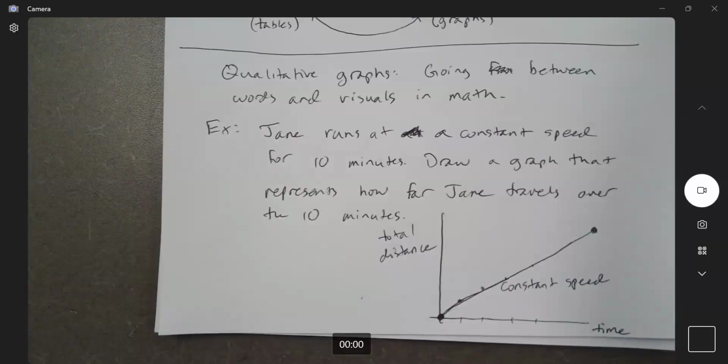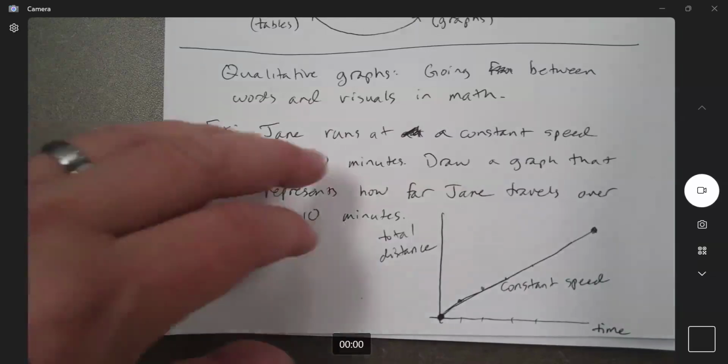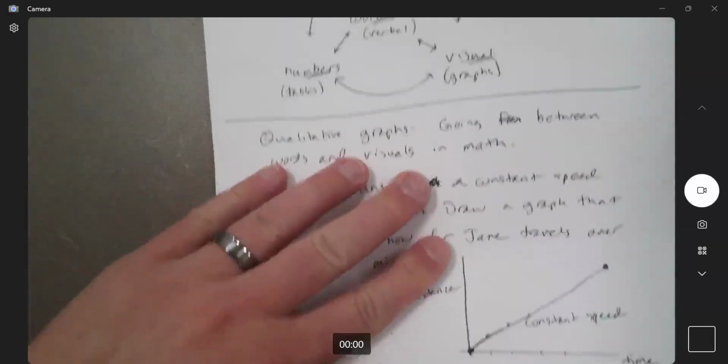That's the basic idea for these qualitative graphs. Can you go from a verbal description and put it in a visual description? And that gives us the ability to maybe answer some questions that would be more difficult to answer using a verbal representation. Anybody have questions? Okay, let's do one that's a little more challenging.